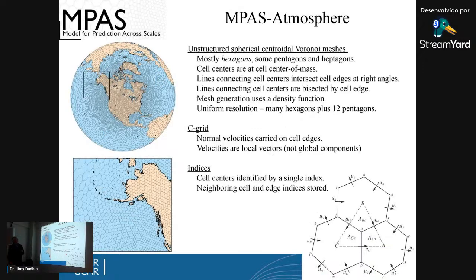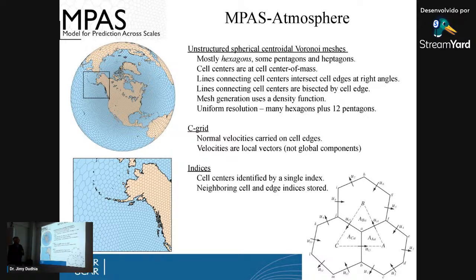We call it MPAS-Atmosphere because there is also an ocean model being developed, which has a similar type of grid. It's mostly hexagons, some pentagons, and heptagons. Cell centers are centers of mass. The lines connecting the cell centers intersect the cell edges at right angles. So there are very specific geometric properties this grid has to have for this to work, for the velocities to actually mean the normal velocity correctly, for example, and for the fluxes to balance. So the lines connecting the cell centers are bisected by the cell edge, and the mesh generation uses a density function. Mesh generation is quite a complex process. It takes a lot of iteration to create a mesh that's not uniform. So we have ways of doing that. But you can also reuse existing meshes and rotate them to your area of interest.